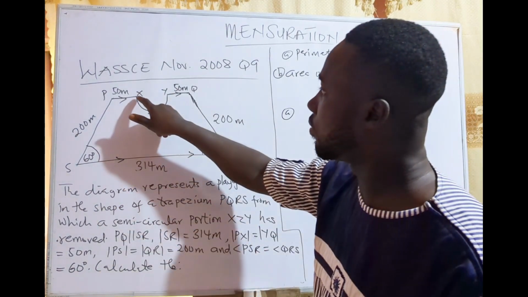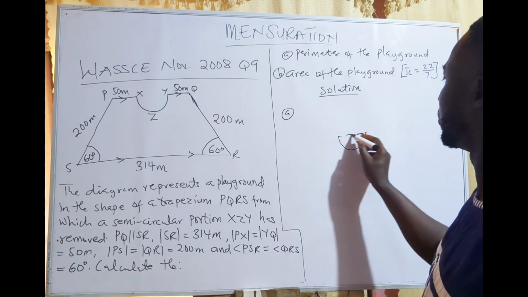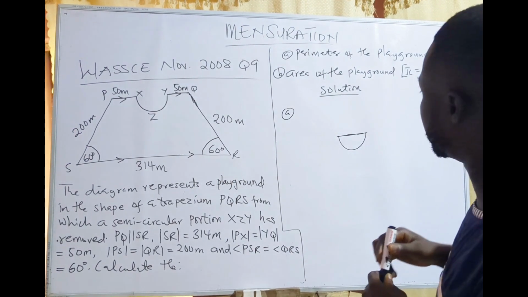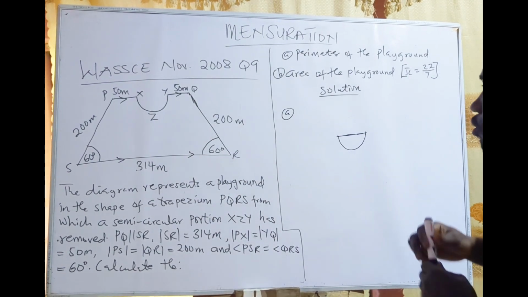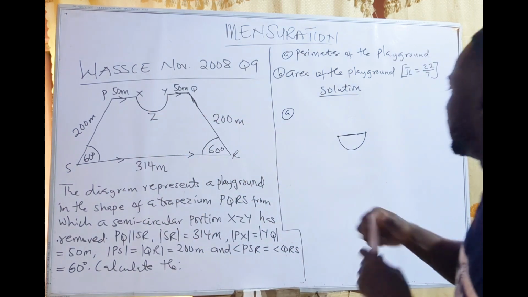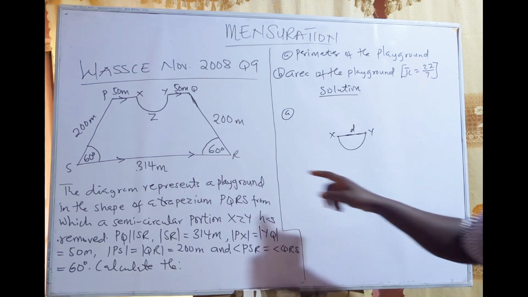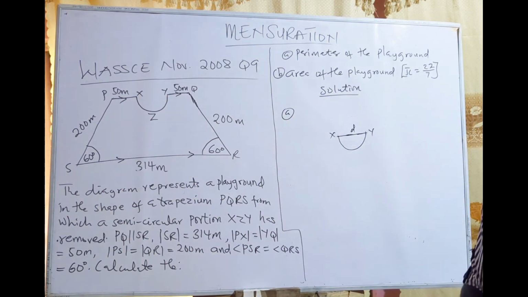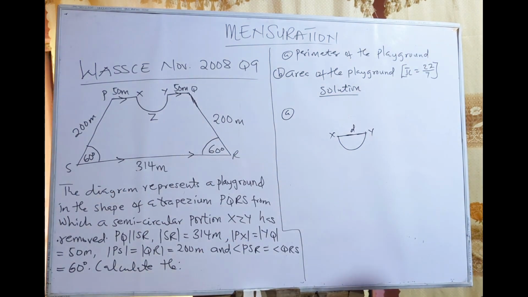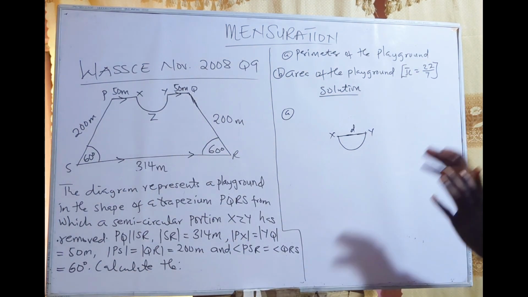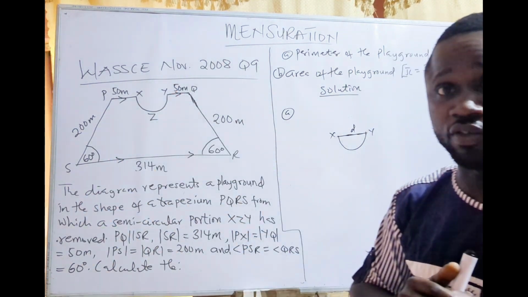The radius can be found from this semicircular portion. If I join here, I get the diameter, because it's a full circle and this place has been removed, so it becomes half of a circle. So from X to Y becomes the diameter. I have to calculate the length from X to Y, then divide by 2 to get the radius of the semicircular portion that has been cut off, so that I can use it to calculate the length of the arc, which is half of the circumference. Is that okay?